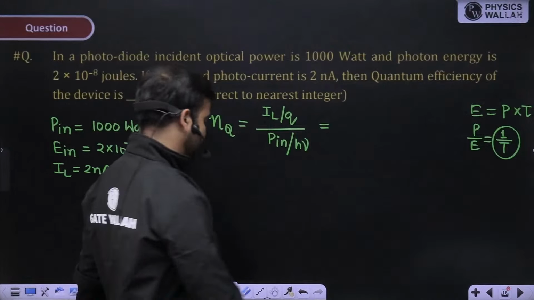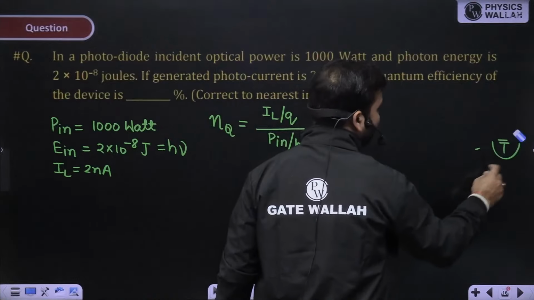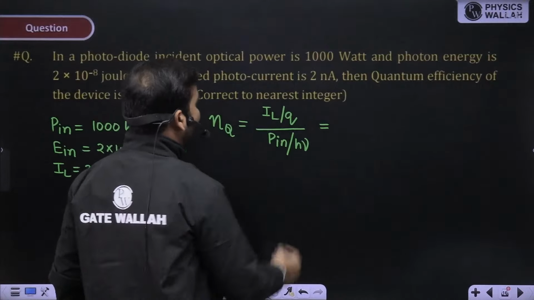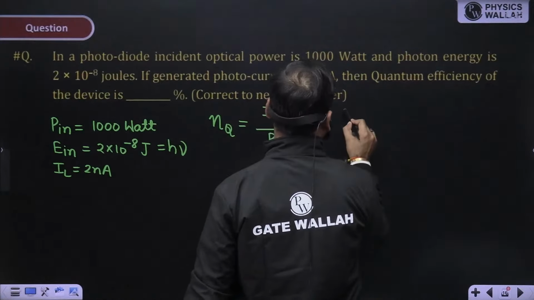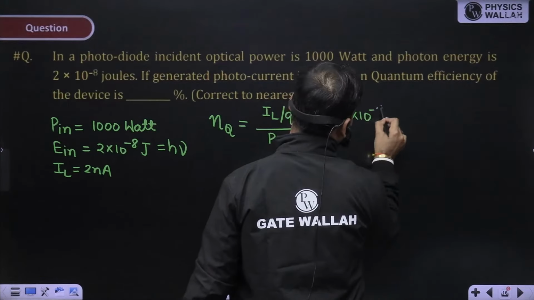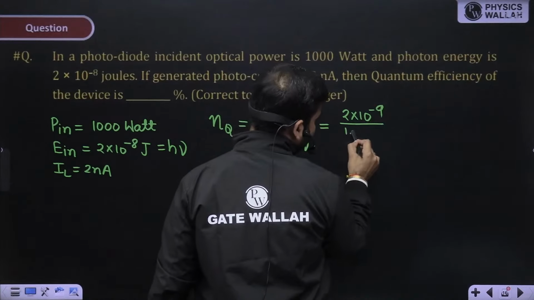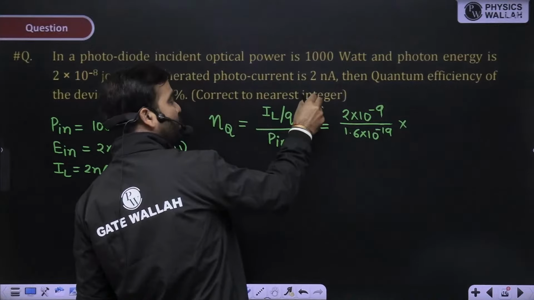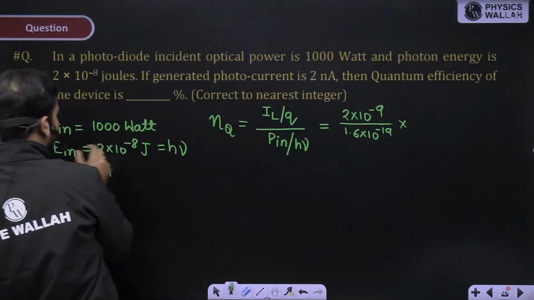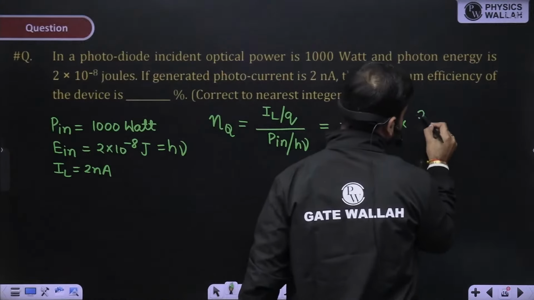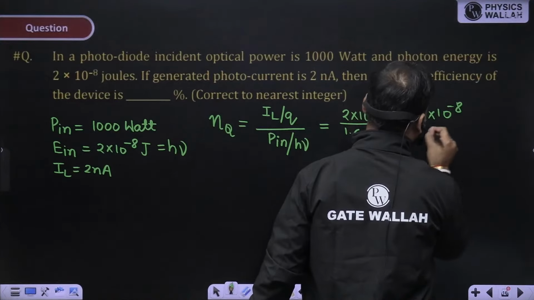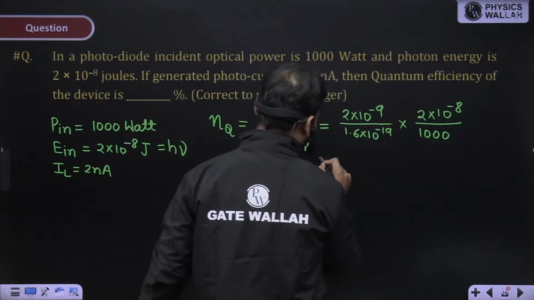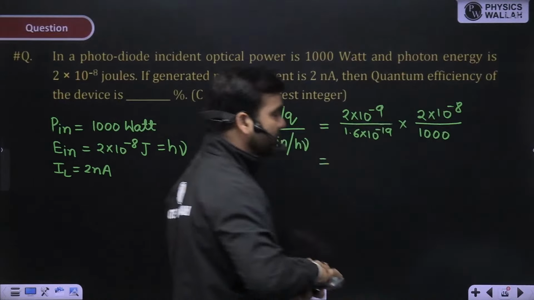That is the meaning of this, because power is nothing but total energy of all the photons, we can say. Now, IL is how much, my dear friends? IL is 2 nanoampere, so 2 into 10 power minus 9. Electron charge is 1.6 into 10 power minus 19. We can write h nu in the numerator. h nu is nothing but energy of the photon, that is 2 into 10 power minus 8 joule, divided by this P in, which is 1000 watt.